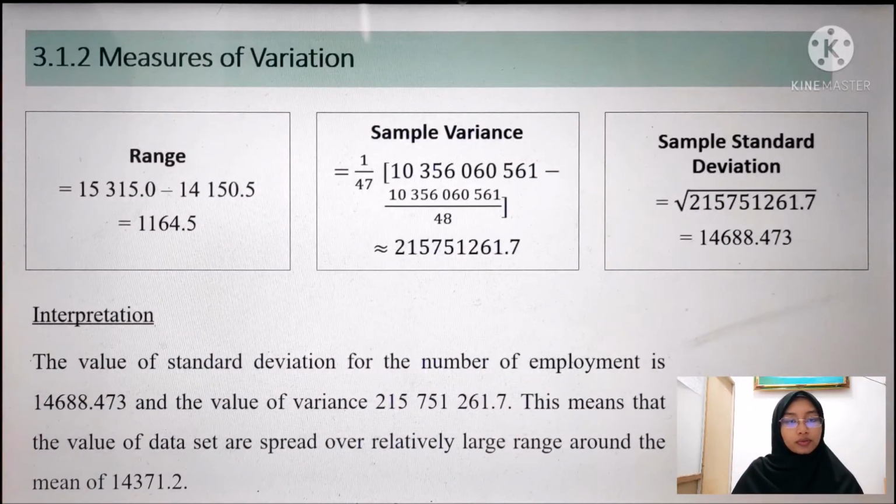For the measure of variation, the value of the standard deviation for the number of employment is 14,688.473 and the value of the variance is 215,751,261.7. This means that the values of the data set are spread over a relatively large range around the mean of 14,371.2.